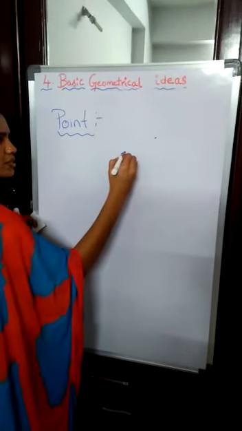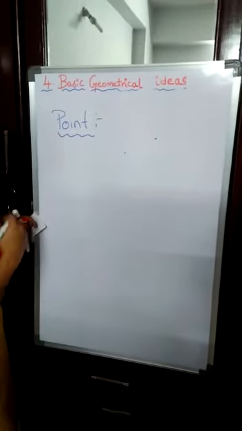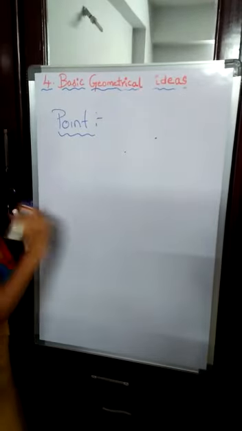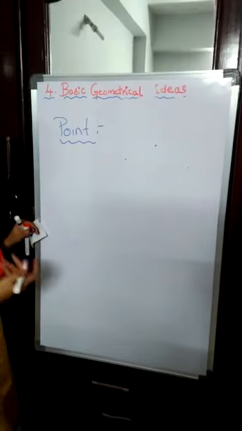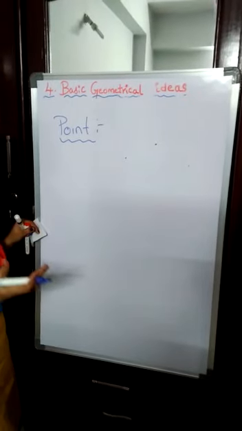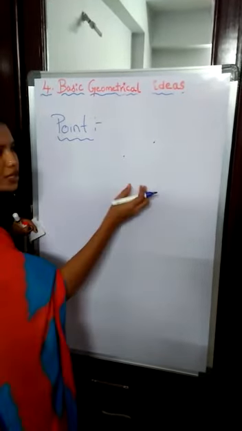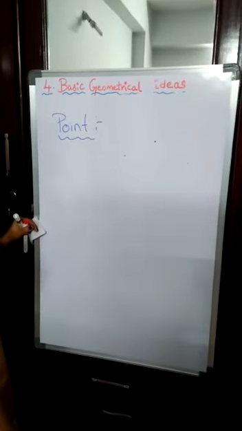Suppose I am going to place another dot here. What do we call it? We call it a point. Here is another dot I am going to place. So what do we call it? Again a point. So that means a point is nothing but any dot kept.